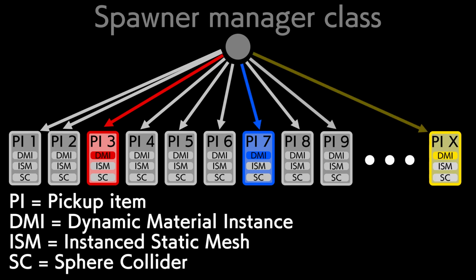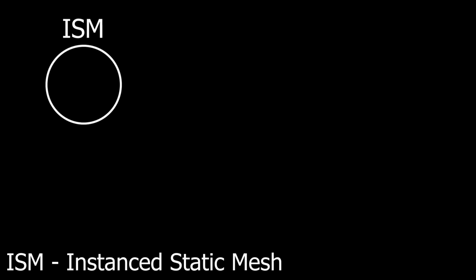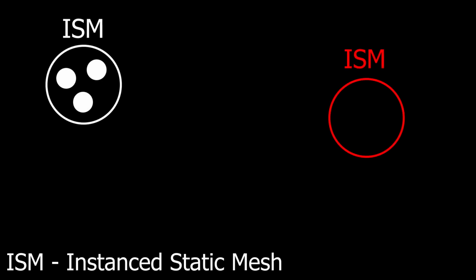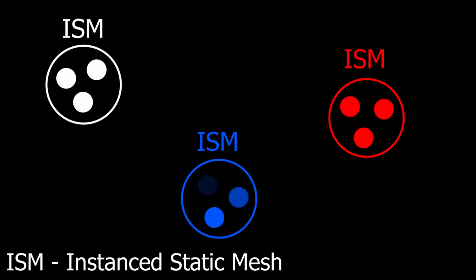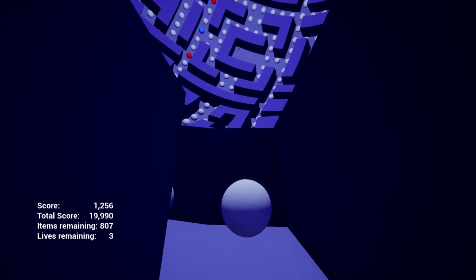However, the correct way to use instance static meshes is to pass multiple locations at which the mesh exists. So, for example, one instance static mesh would handle all the locations of the white pickup items, another would handle all of the red, and so on. Which brings us to the solution.